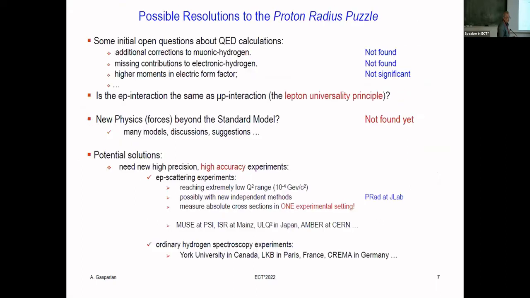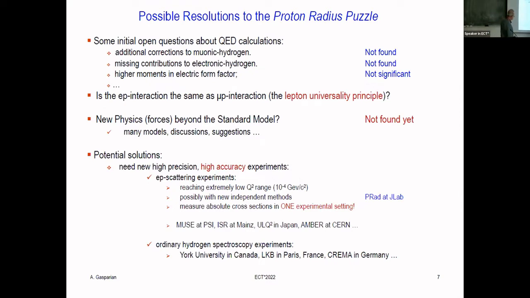So here we were about 10 years ago, and we decided that since there is not much help from theory simulations to find out this difference, we have to try, in parallel, to make a high accuracy measurement.